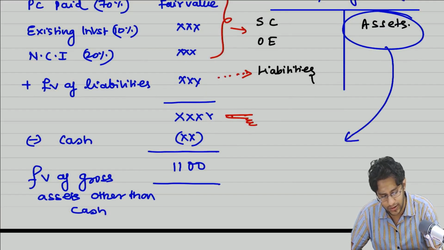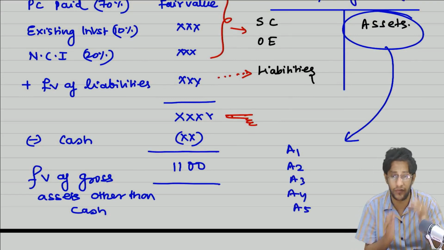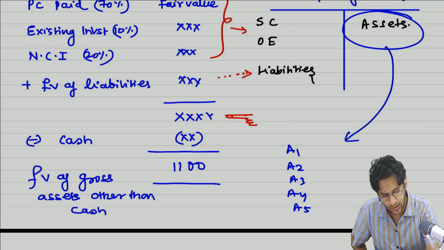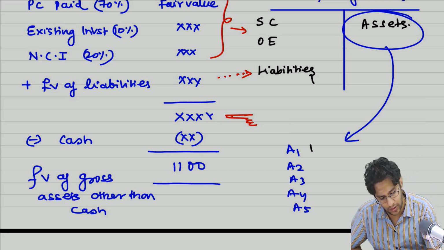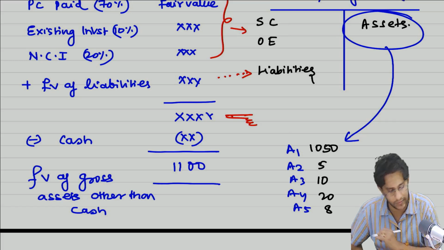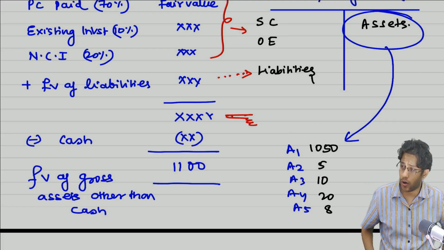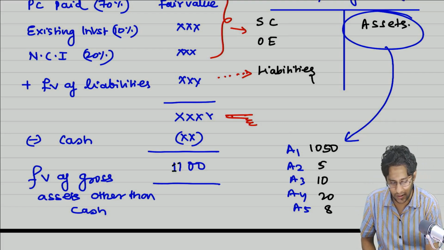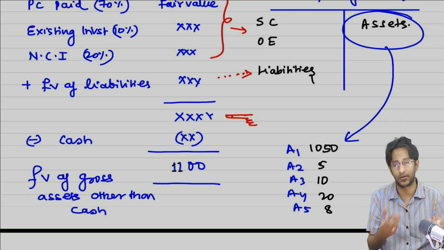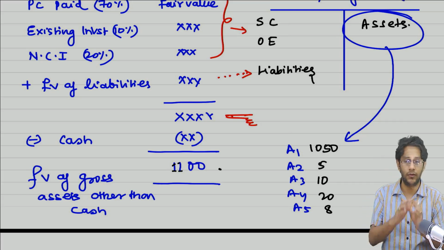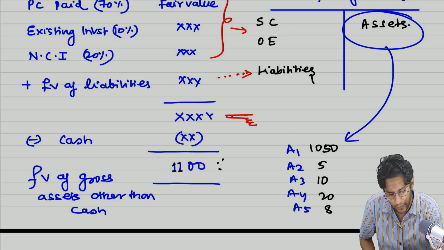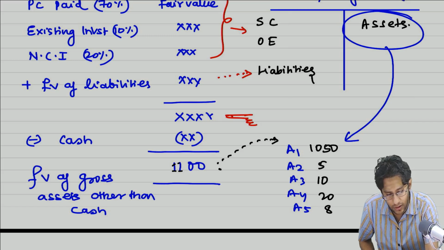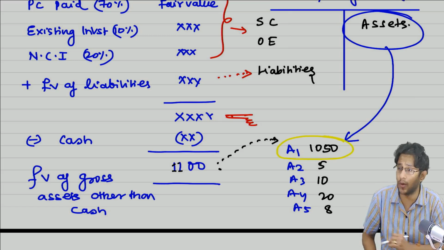one by one, go and see what there is in A1, A2, A3, A4, A5. There are different groups. Suppose the values are like this: this is 1050, this is 5 rupees, this is 10 rupees, this is 20 rupees, this is 8 rupees. Now you observe, sir, your overall consideration plus other shares plus liabilities all put together, overall, it is 1100. In that, the majority of the amount is concentrated on a single asset called A1.